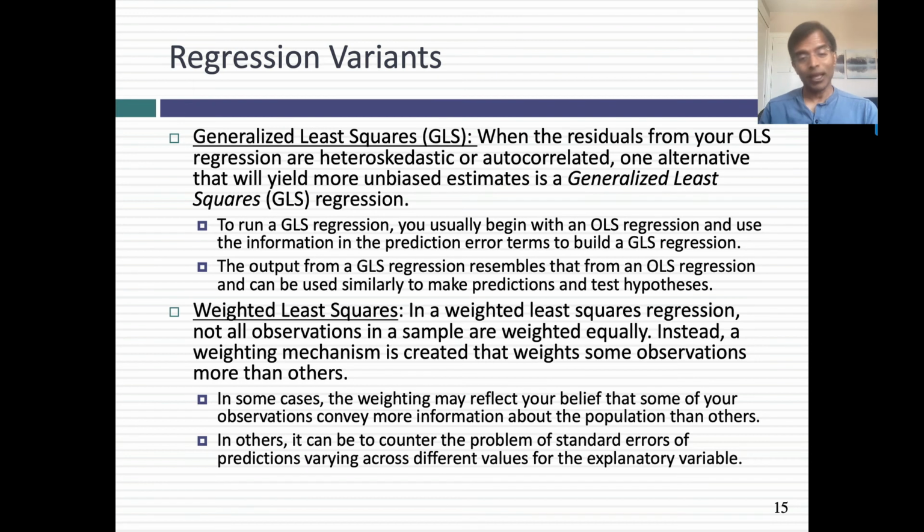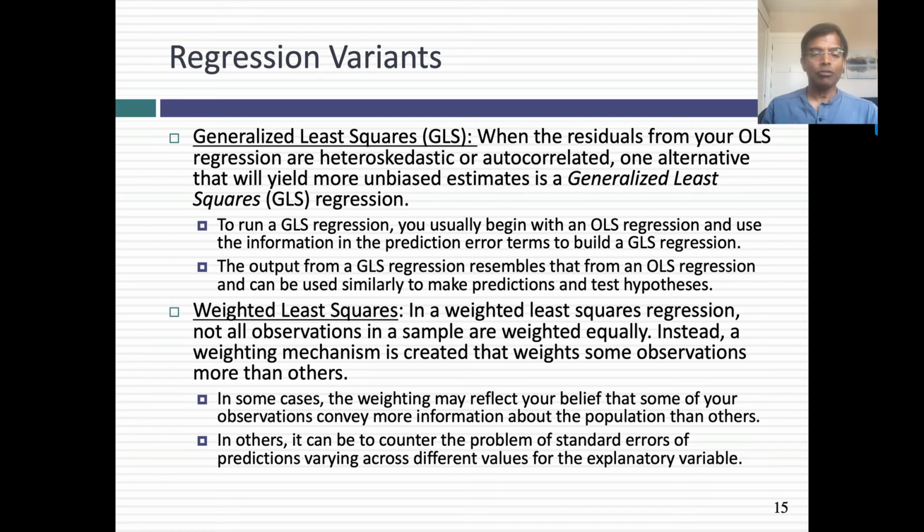You're actually using a feedback loop where you're saying, I'm screwed up. Let me take my screw up number and see if I can make my regression better. The output from a GLS regression resembles that of an OLS regression and can be used to make predictions. So if your statistics package allows you to do GLS regressions, all you're doing is opening that feedback loop, allowing your prediction errors to now become part of your prediction process.